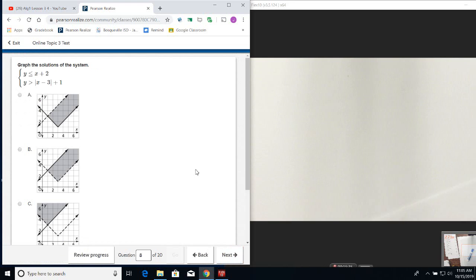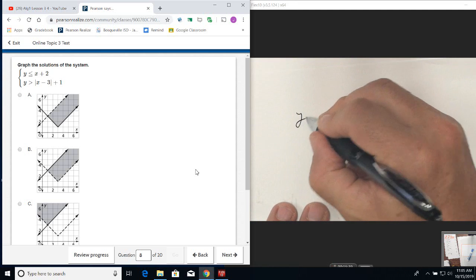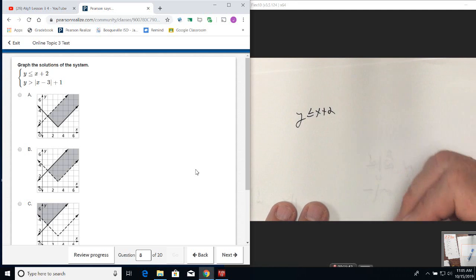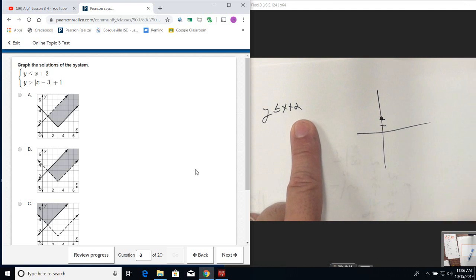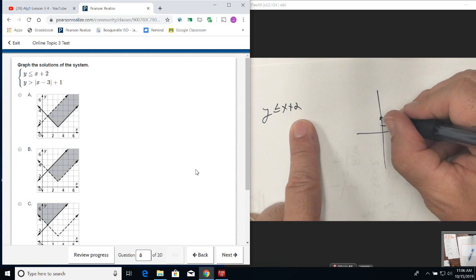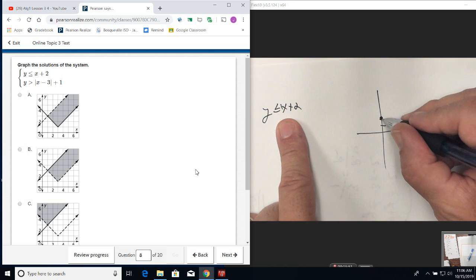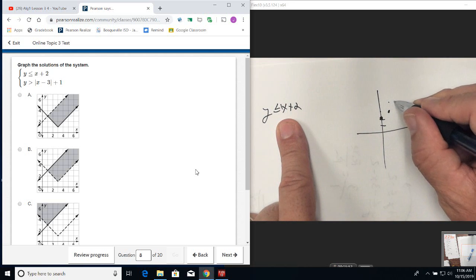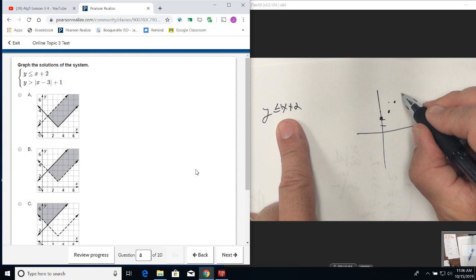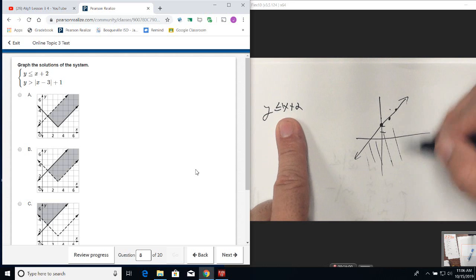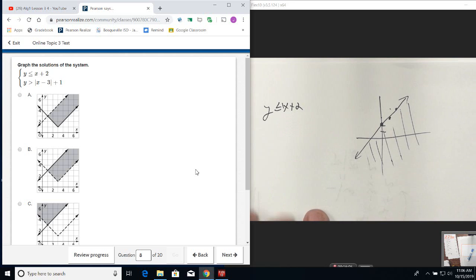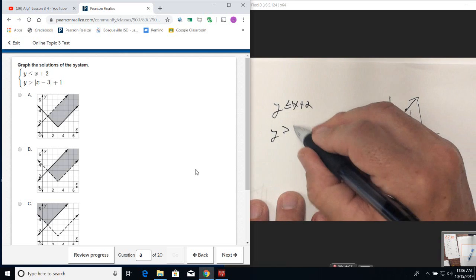Graph the solution to that system. So to graph the solution of this system, I have y is less than or equal to x plus 2. So if I were to graph that, it crosses my y-intercept at a positive 2, and my slope is a 1, because the number in front of the x is a 1. So I'd rise up 1, run 1, rise up 1, run 1. And it would be a solid line, and I'd be shading in all the values that are below that.